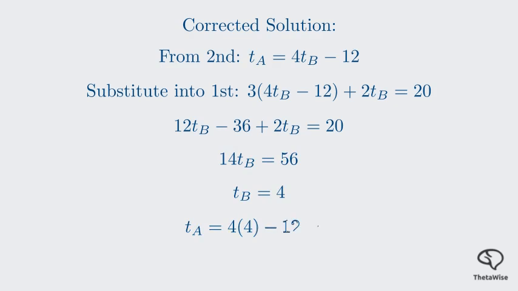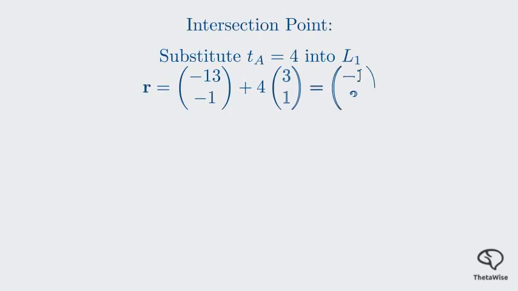So the correct solution is TA equals 4 and TB equals 4. The fact that we found a solution for TA and TB means the paths intersect. The intersection point, substituting TA equals 4 into the equation for L1, gives us the point (-1, 3). Now the all-important collision check.